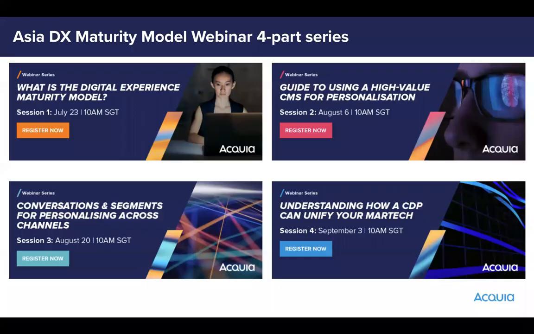Or consumable and compatible with other maturity models that have been around in the market from people like McKinsey, etc.